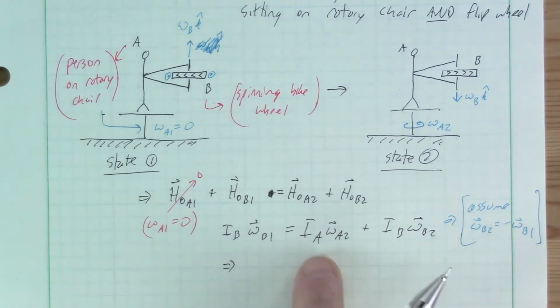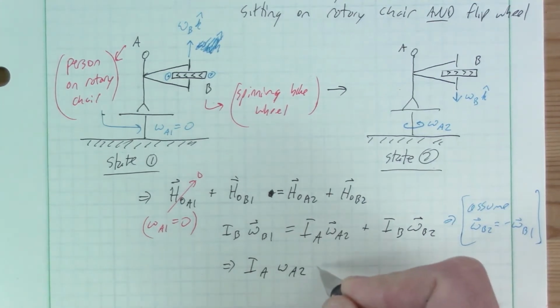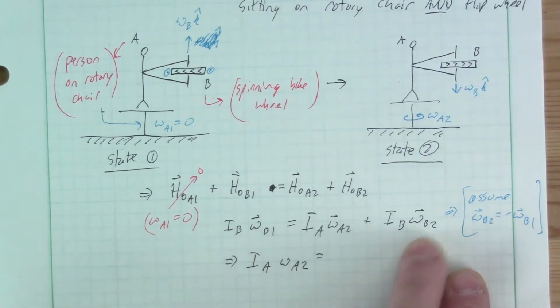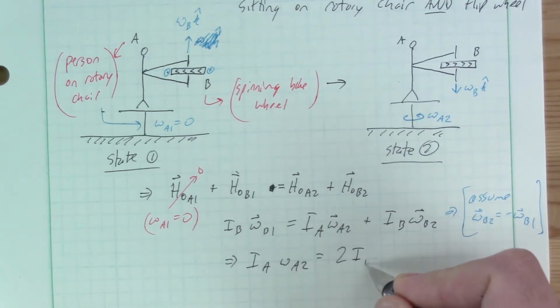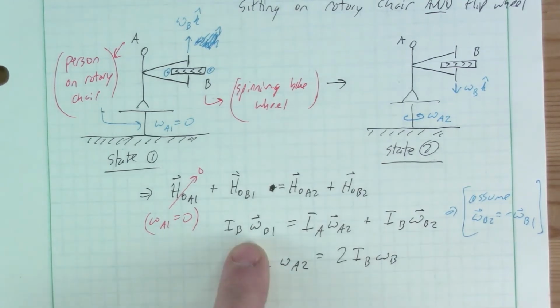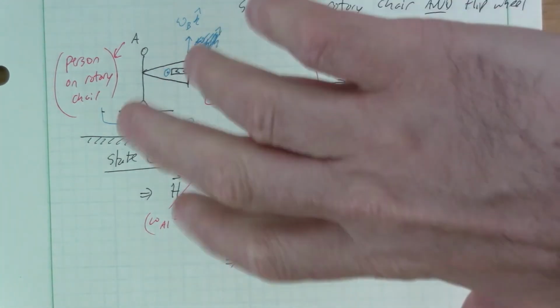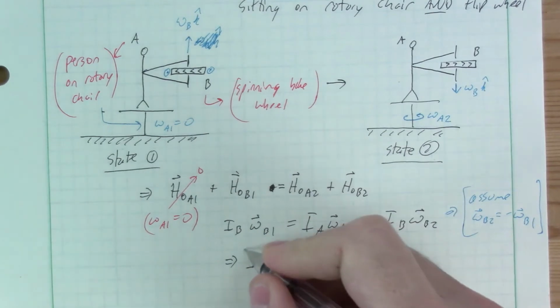So in the end, if we solve for this, the moment of inertia IA omega A2 equals, well, this is just negative, pull one more over to this side, because this would be negative, we get 2 IB omega B, right? Just that omega B1 is positive omega B, omega B2 is negative omega B. Okay, so that's the final result. And what does that mean, right?